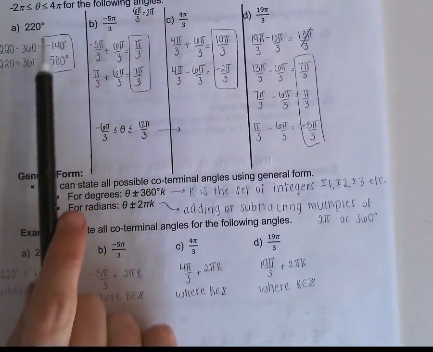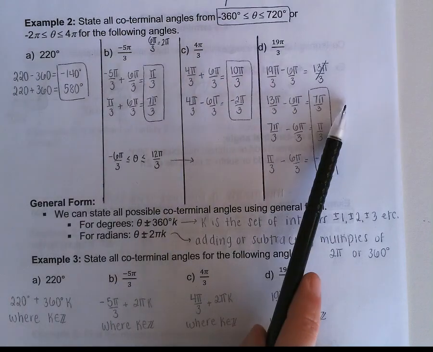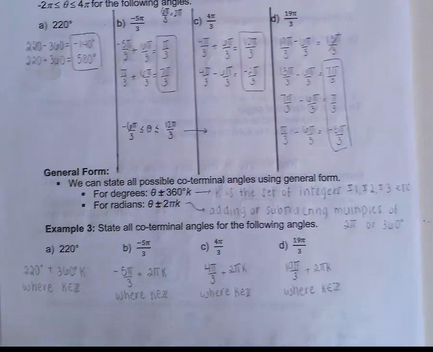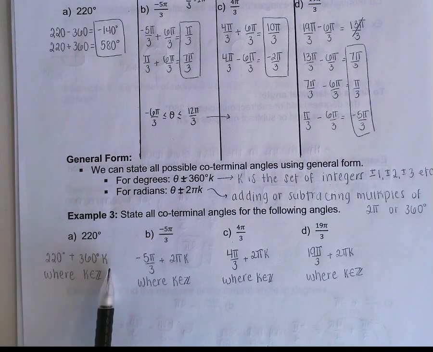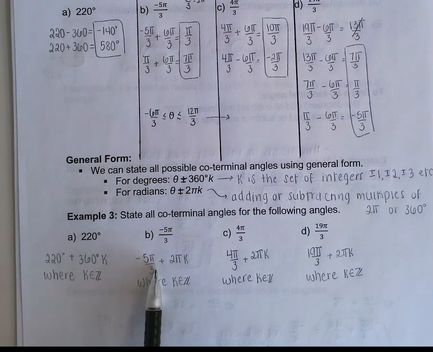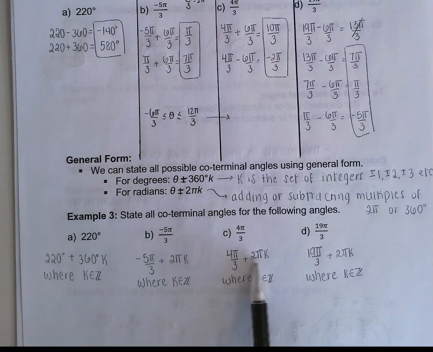So if you wanted to state any of these angles that we had up here in general form, all that you would state is that you have 220 degrees plus 360k, where k is an element of Z, Z being the symbol for integers, meaning either positive or negative. Same thing when it's in radians. You would say negative 5 pi over 3 plus 2 pi k, where k can be any integer. And the same for C and D, plus 2 pi k, where k is any integer.